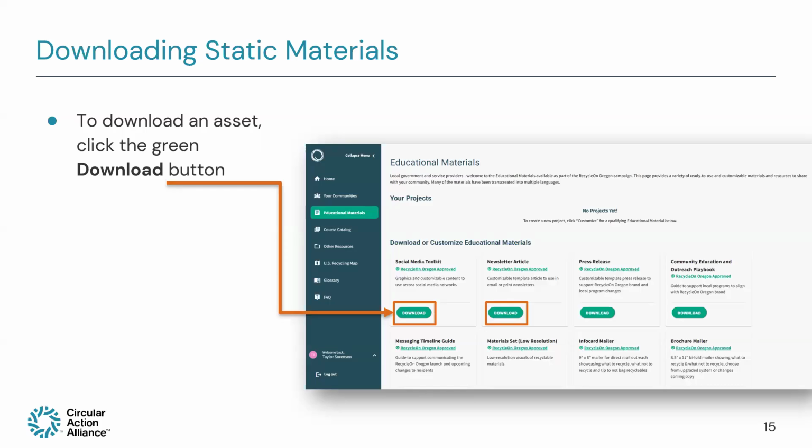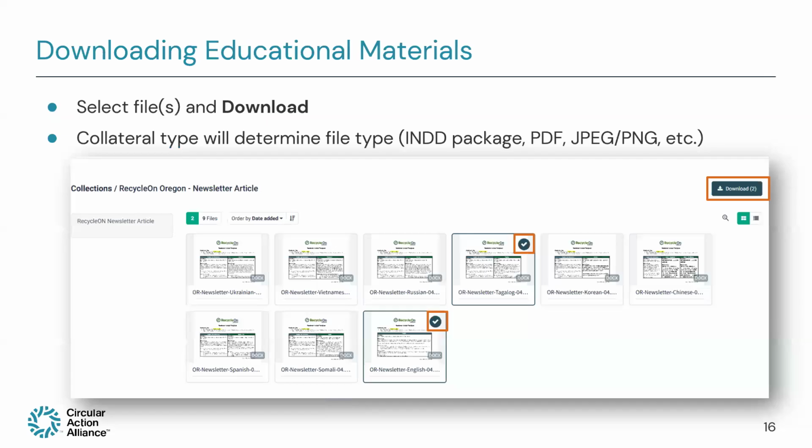To get started with accessing the static files, simply click the green download button. Clicking the download button will open a new page where you can select the language of the file you would like to download. The type of collateral will determine the file format. For instance, a press release will be in a doc file, whereas a cart label will be a PDF. Depending on the educational material, you may also be able to download the files in different languages.